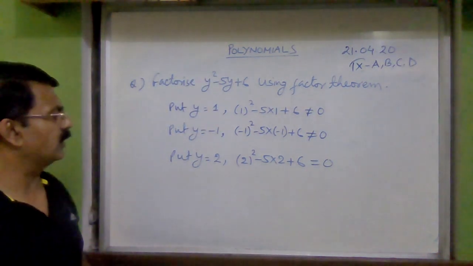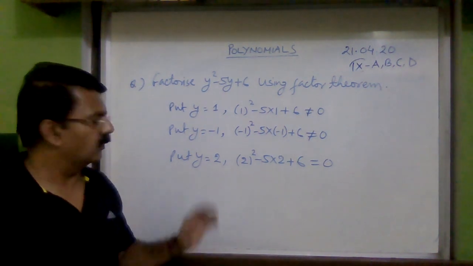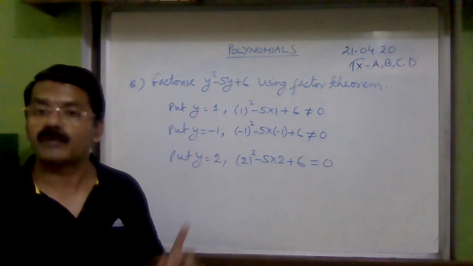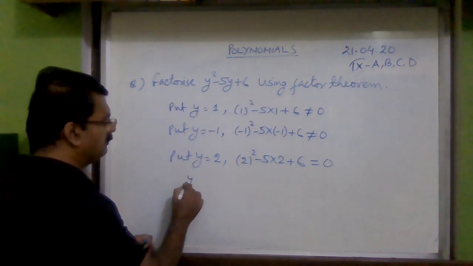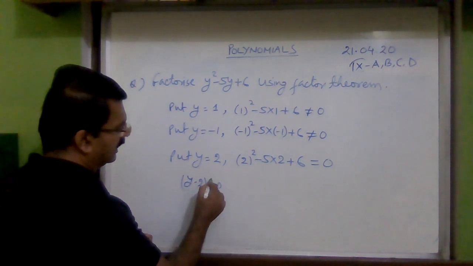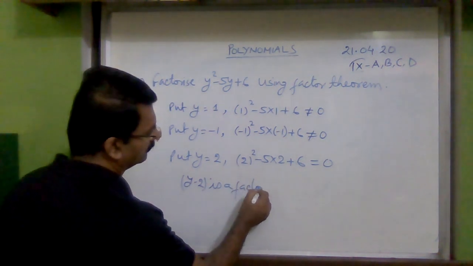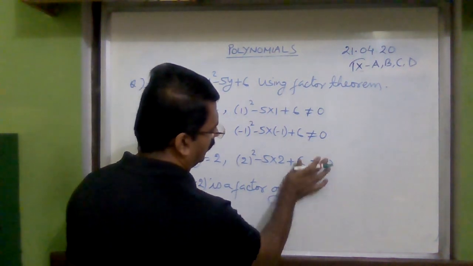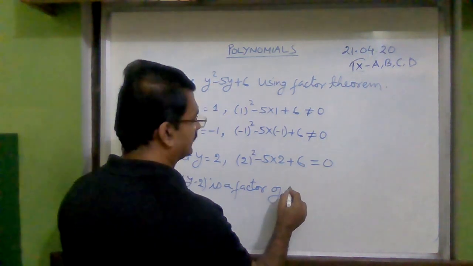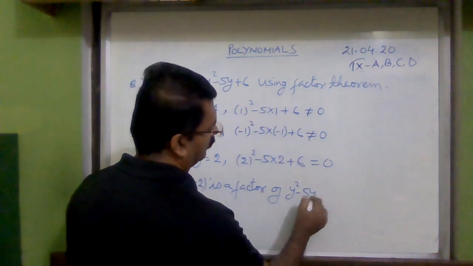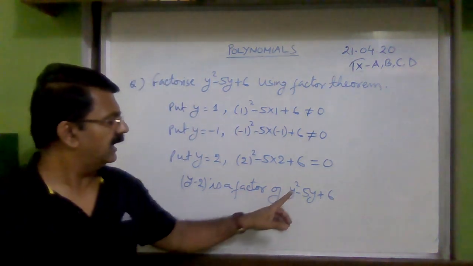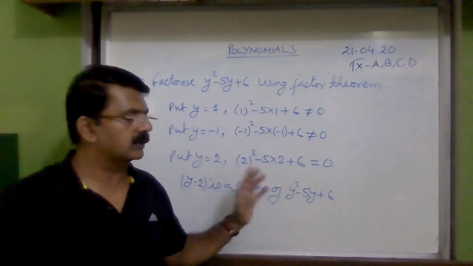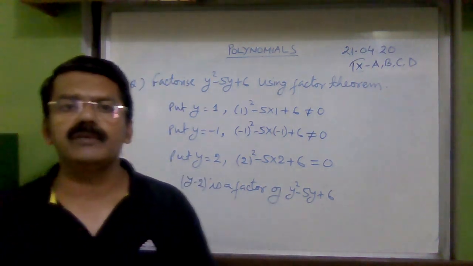So you can see on putting y is equal to 2 we are getting 0. That means y minus 2 is a factor of the given expression. y minus 2 is a factor of y square minus 5y plus 6. Now you can see, as it is a quadratic expression, because the highest power of the variable is 2, it's a quadratic expression. In a quadratic expression we have two factors.